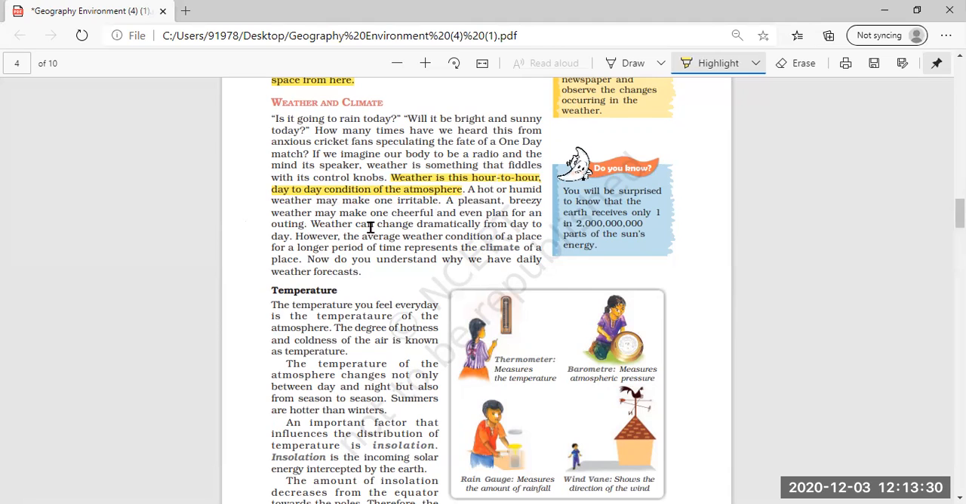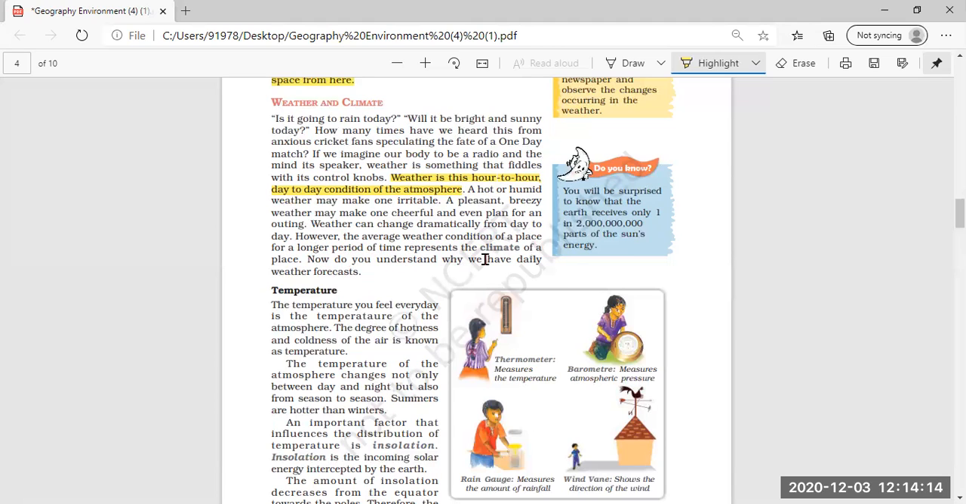Hot or humid weather may make one irritable. When it is too hot, you get irritated, you don't want to do any work, you just want to remain in the AC. But if the weather is pleasant and breezy, with a cool breeze blowing, it may make one cheerful and even plan for an outing. You can plan an outing on a pleasant day when the weather is very good. The cool breeze will make you very happy, and you will even prepare a plan for going out.